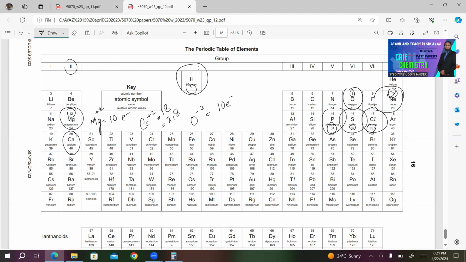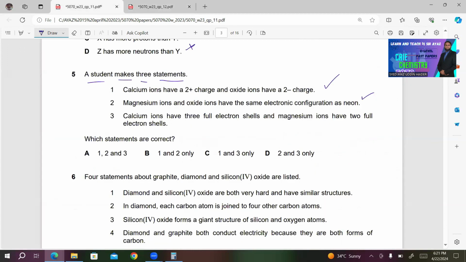So how many shells will it have now? 2, 8, 8. 3 shells. What about magnesium? 2 plus 2, 8. So this statement is also correct. So all these 3 statements are correct. So A must be the right answer for number 5.